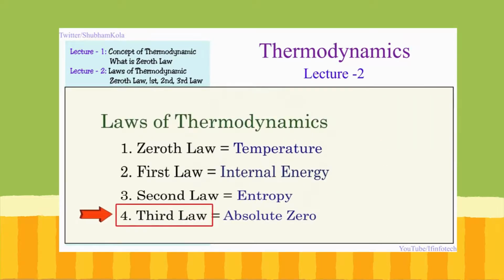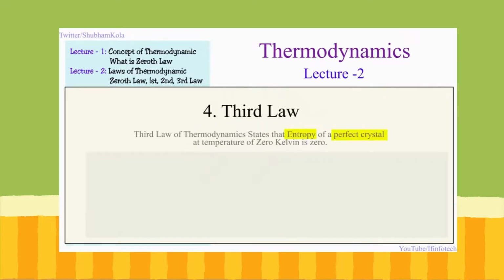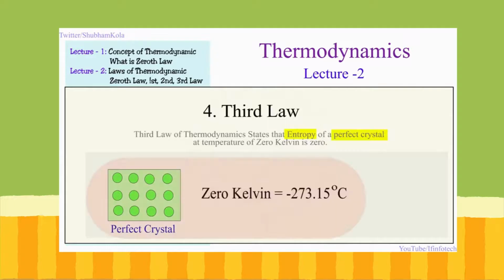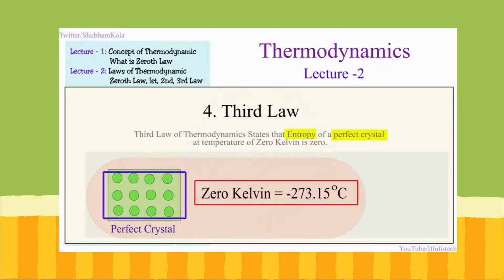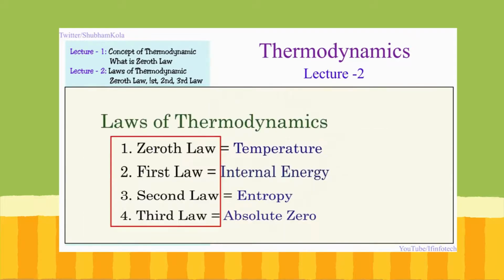Next is the third law. The third law states that the entropy of a perfect crystal at a temperature of 0 Kelvin is 0. Entropy is a measure of disorder or randomness in a closed system. At a temperature of 0 Kelvin, the system does not contain any heat. All atoms and molecules in the system are at their lowest energy point. As per the third law, the entropy of such a system is exactly 0. So there are 4 laws, that is zeroth law, first law, second law and third law.